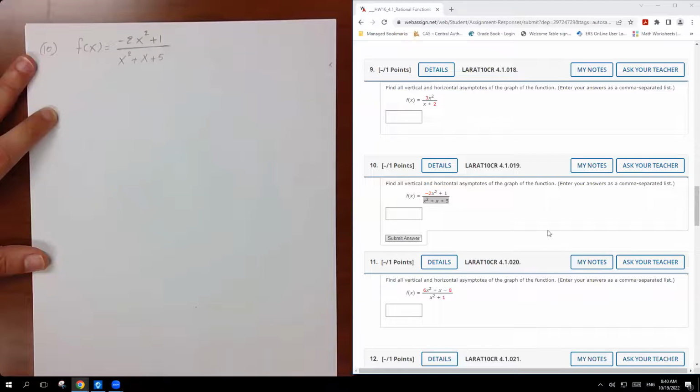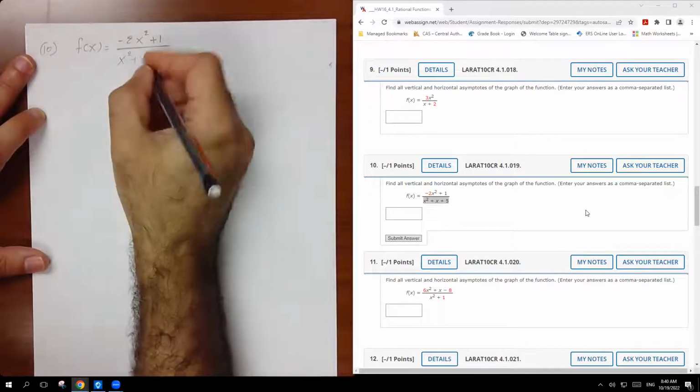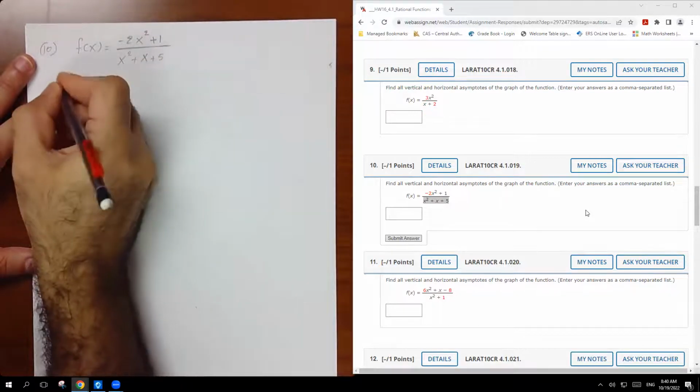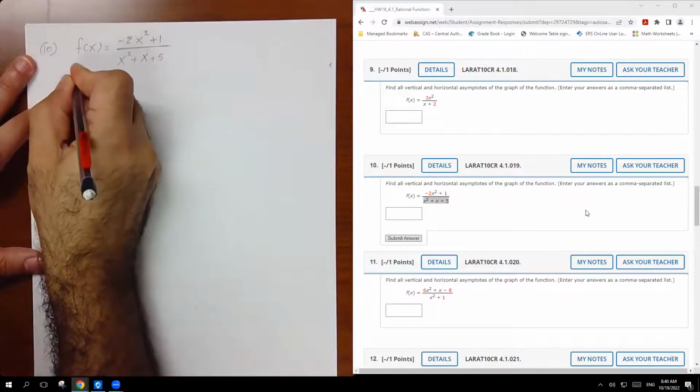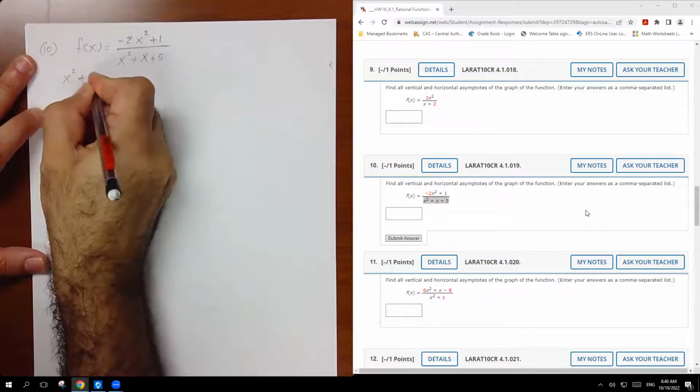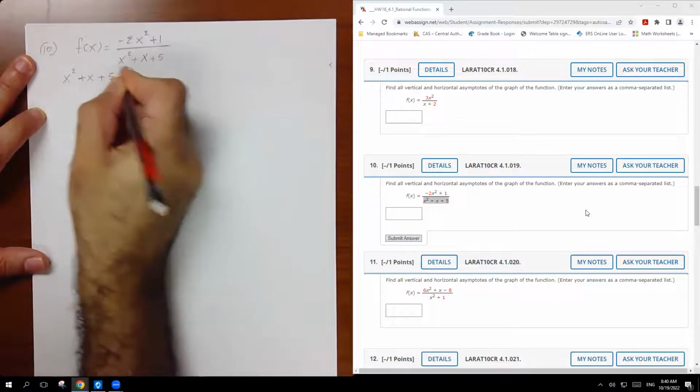So this is example 10. Let's find the vertical asymptote. We're going to set the denominator equal to 0. That means x squared plus x plus 5 is going to be equal to 0.